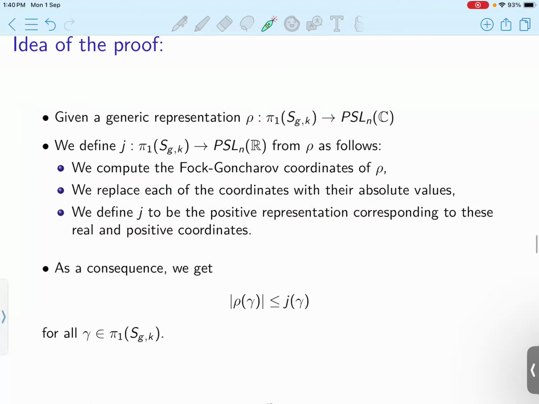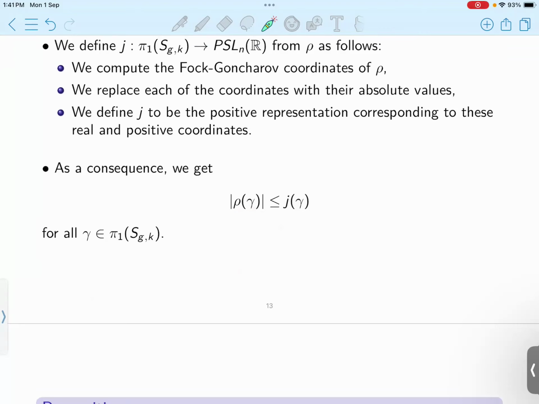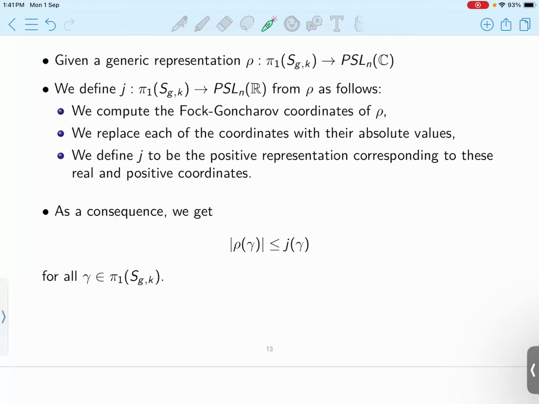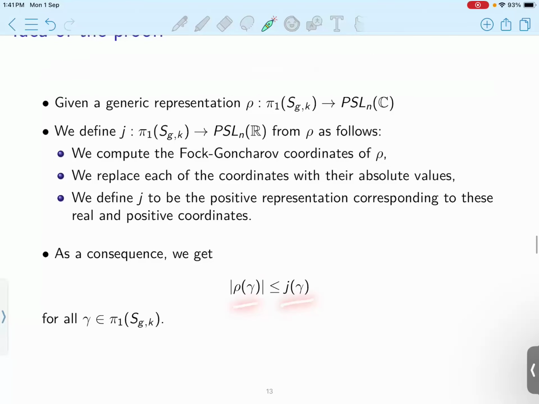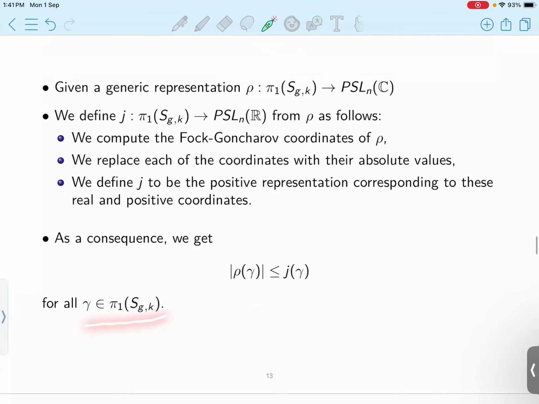As an immediate consequence, we get that the matrix J(gamma) dominates the modulus of rho(gamma) entrywise, for all gamma in pi1 S_{g,k}. This also implies, almost immediately, that the largest eigenvalue increases in J(gamma), and the smallest eigenvalue of rho(gamma) decreases in J(gamma). As a consequence, the J(gamma) we construct dominates rho(gamma) for all gamma in pi1 S_{g,k}.